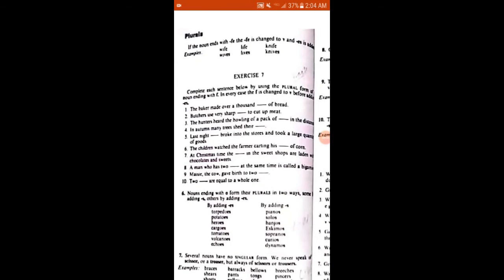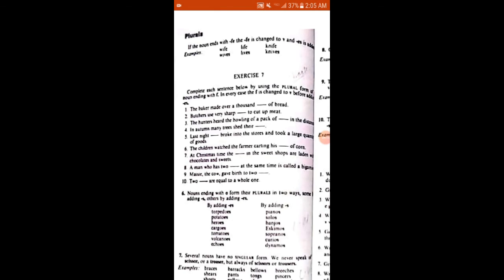If the noun ends with FE, the FE is changed to V and ES is added. For example, wife: just omit the F and place the V in the place of F and then add S after the E. So F will be replaced by V and S will be added at the end. After learning these rules, rule number 4 and 5, you have to fill in this exercise 7 in your book.